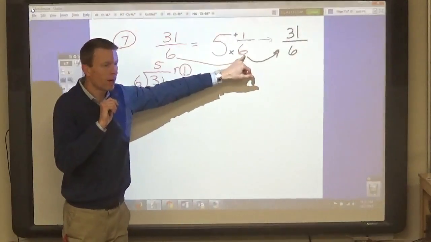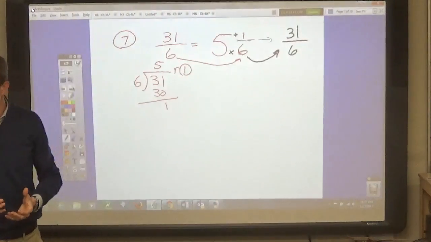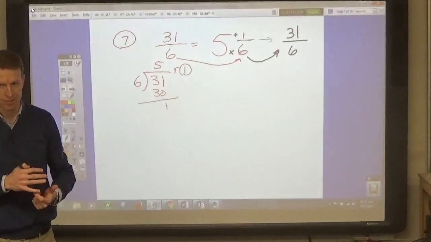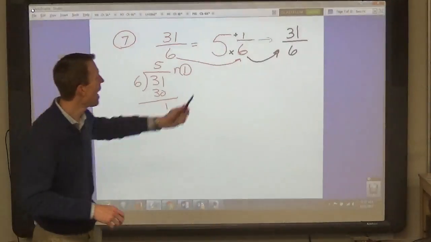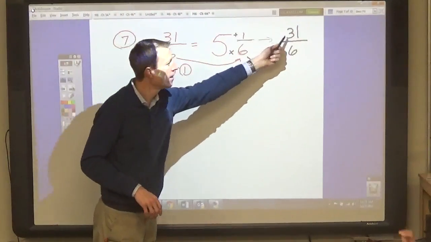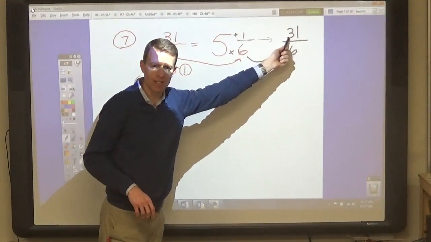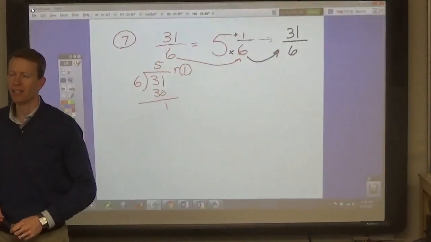Multiply the whole number by the denominator. That tells you how many pieces you can make out of the whole number, right? And then add the pieces you already have to get the total number of pieces. And then write that over the denominator.